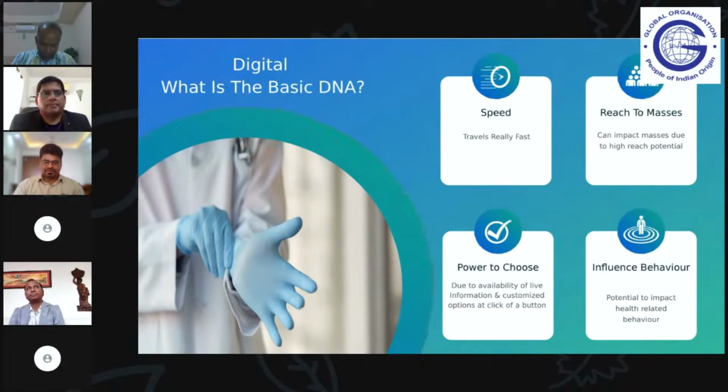And the last but not the least, the influencing behavior. The internet, or digital, is so powerful that it can influence the behavior of people. We have seen political parties winning elections on the basis of the marketing they do on digital, right? It has been used everywhere to influence people's behavior, right? So these are the basic elements of digital which make it so interesting.